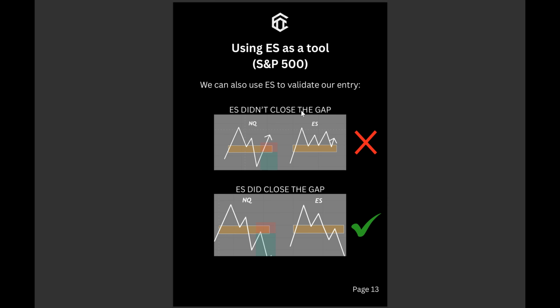So we use gaps specifically to frame up trades, which I'll break down very shortly. We use gaps to get into trades, and you're going to see that very shortly when I go through the actual trade breakdown in my trade journal. But we use ES to validate our entry. So we want to see them moving in sync, correct?